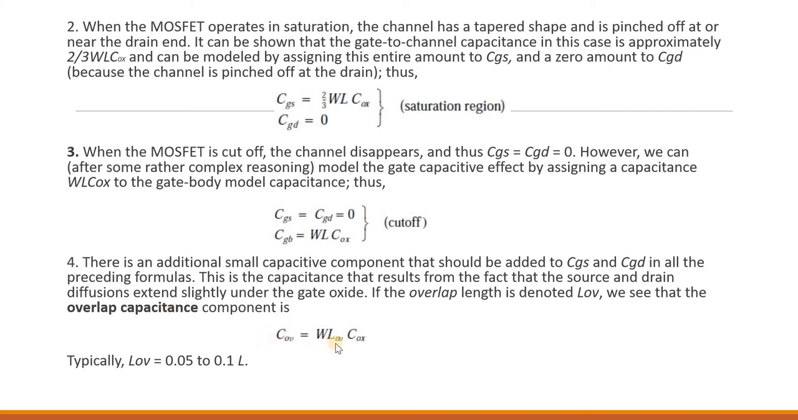Next, one more capacitance that occurs in the different regions is called the overlap capacitance. It is denoted as COV, which equals W LOV COX, where LOV is the overlap length, and this will be equal to 0.05 to 0.1 L.